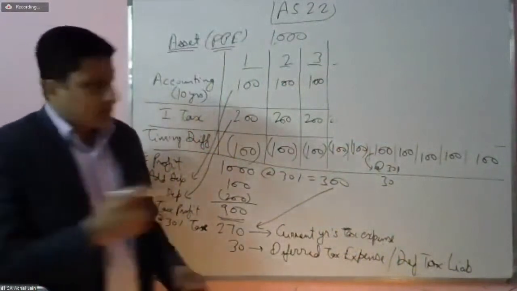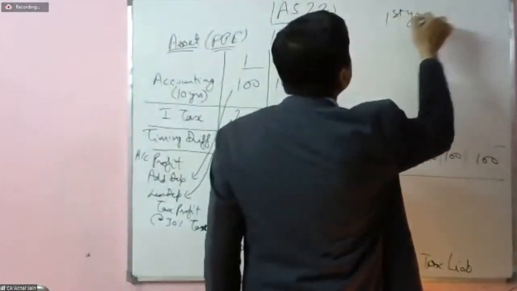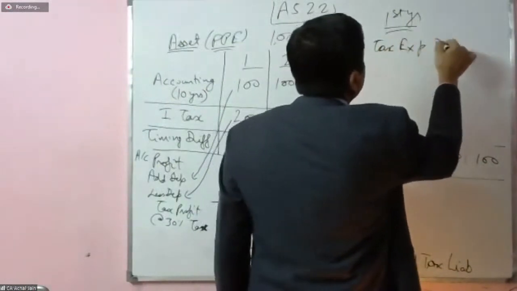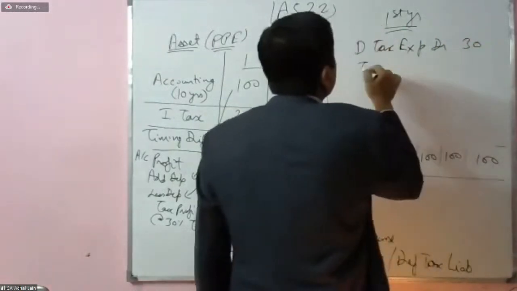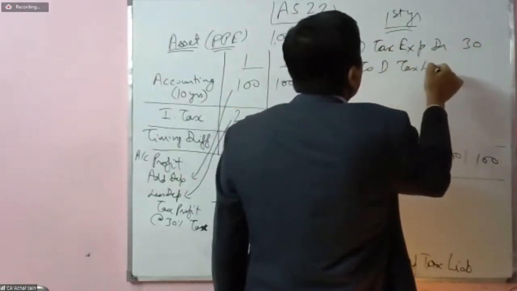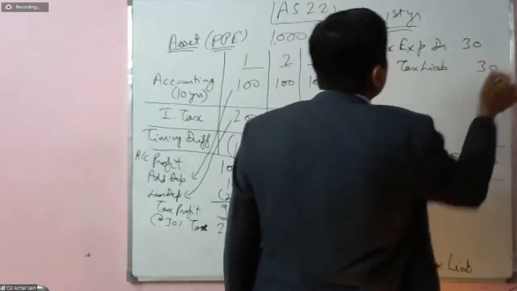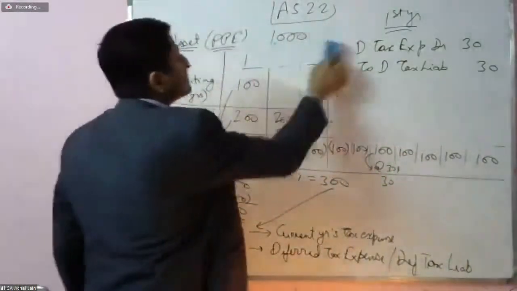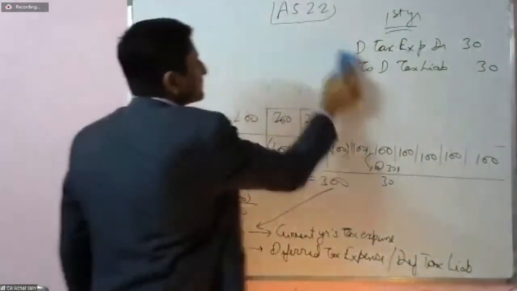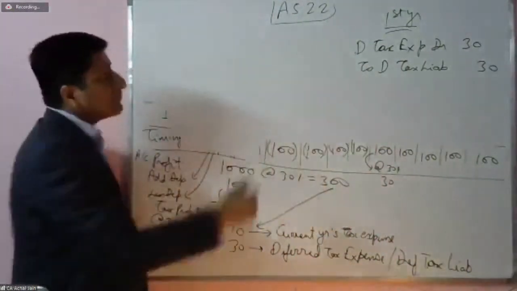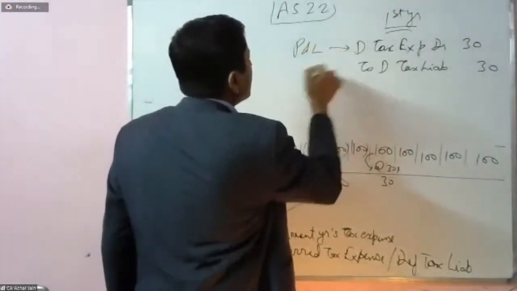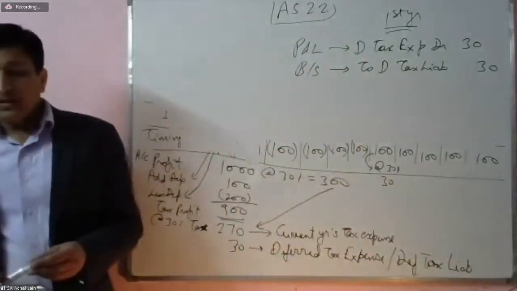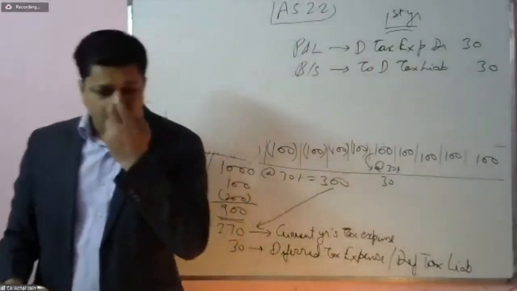So in the first year, the accounting entry that we will pass will be deferred tax expense debit 30 to deferred tax liability 30. Wherein this part will go to the P&L and this part will go to the balance sheet.